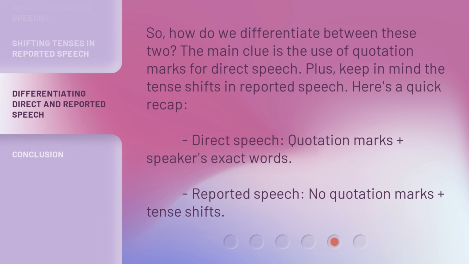So, how do we differentiate between these two? The main clue is the use of quotation marks for direct speech. Plus, keep in mind the tense shifts in reported speech. Here's a quick recap. Direct speech: quotation marks plus speaker's exact words. Reported speech: no quotation marks plus tense shifts.